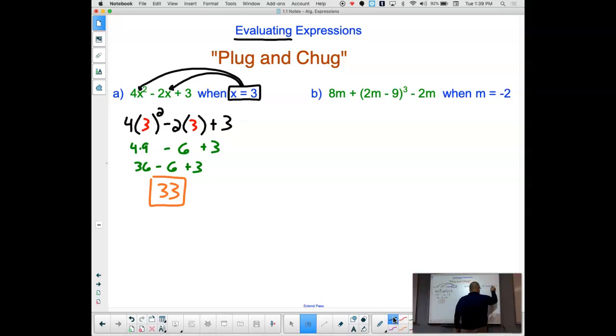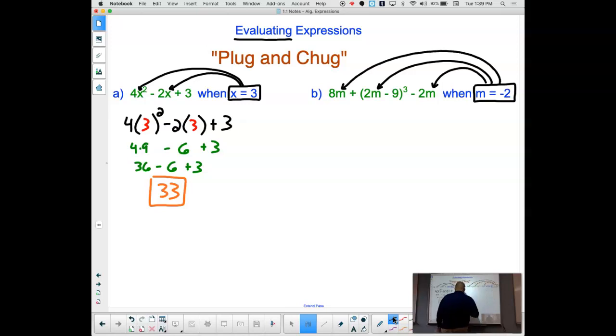Same if they're negative. We need to evaluate when m equals negative 2. So we're going to put it in all locations wherever there's an m. Okay? So then this is going to be 8 times negative 2 plus 2 times negative 2, then minus 9, then cubed, then minus 2 times negative 2.